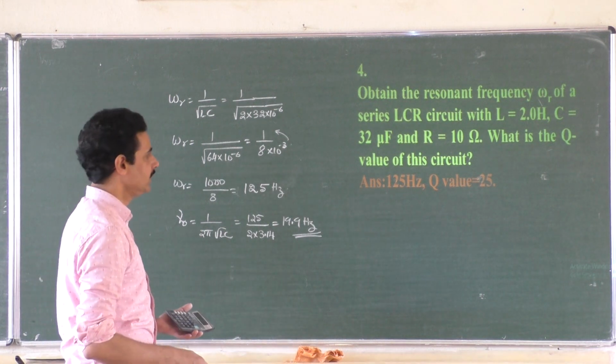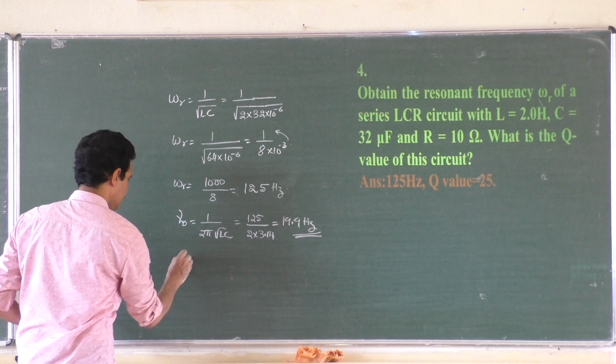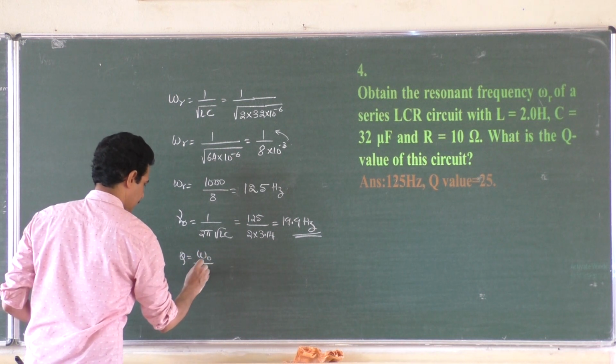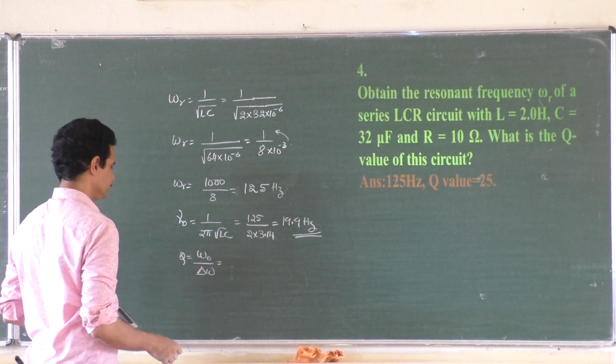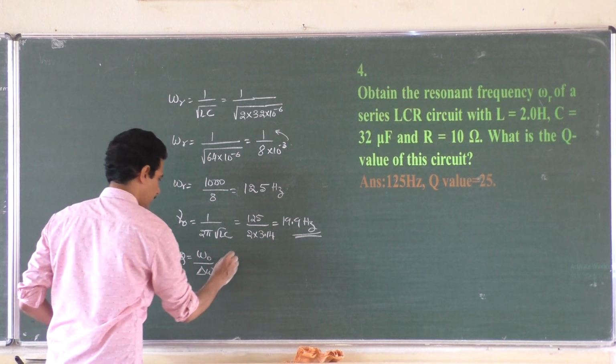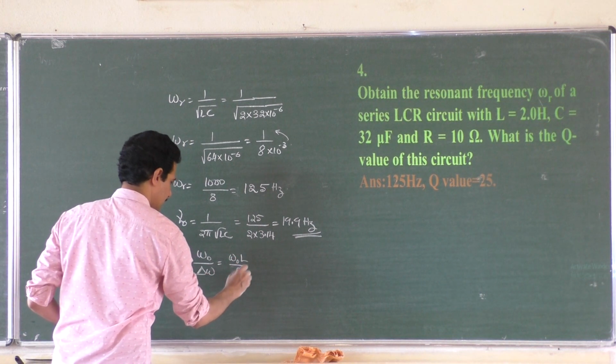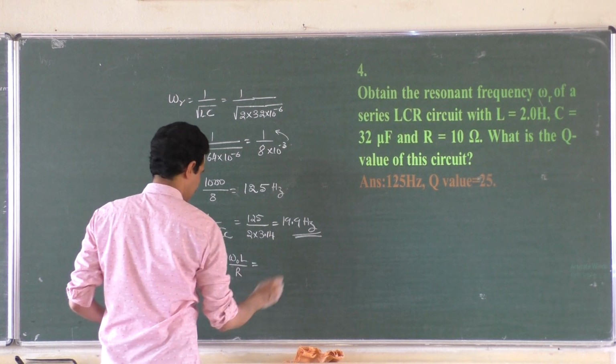What else do you have? What is the Q value of the circuit? Quality factor is resonant frequency by bandwidth, but we don't have bandwidth. You can write this as omega naught L by R. At resonance, what is omega naught L?